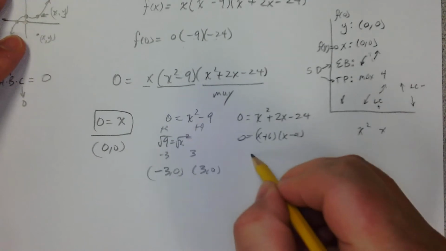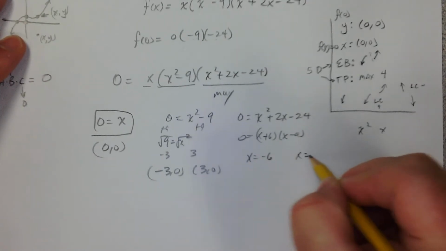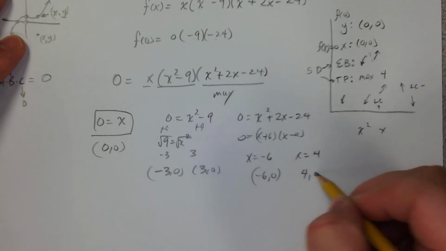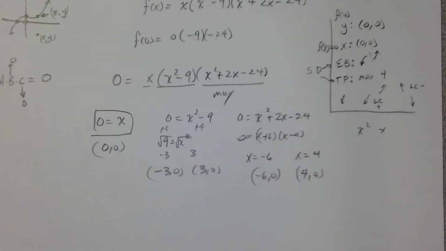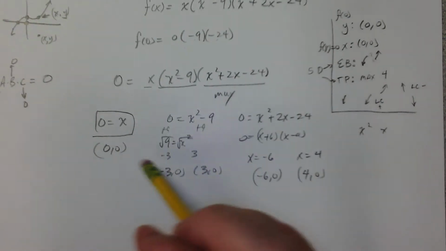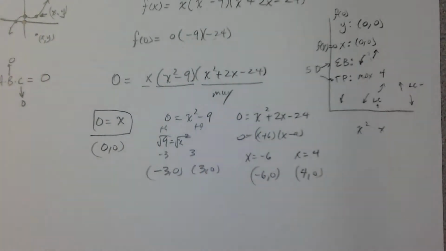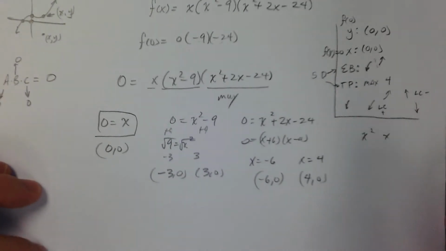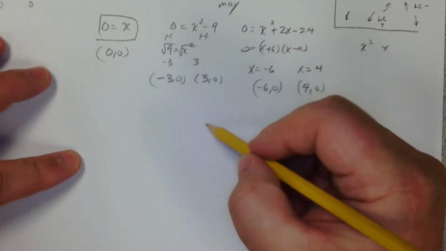Take each of those, set them equal to 0. You get x equals negative 6. You get x equals positive 4. So negative 6, 0, and 4, 0. So those are our x-intercepts. 1, 2, 3, 4, 5. We have 5, which we know is the maximum number of x-intercepts that we're going to have for a degree of 5. Okay, so let's go ahead and sketch a graph right here.